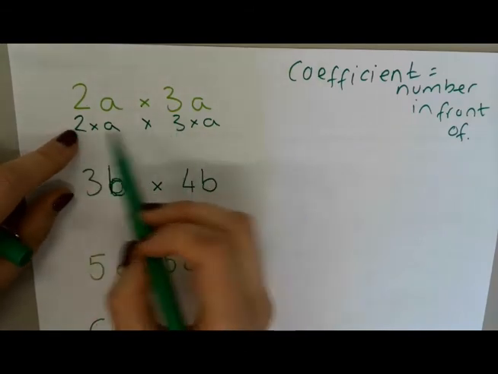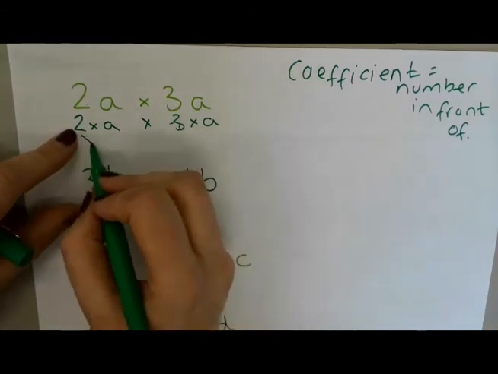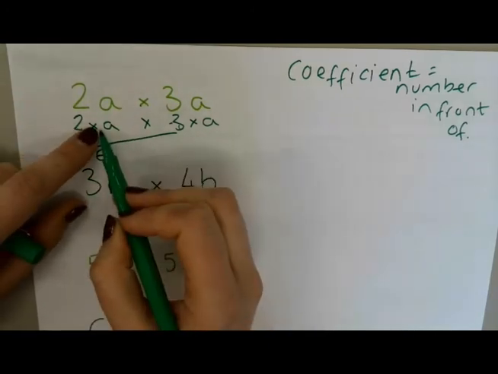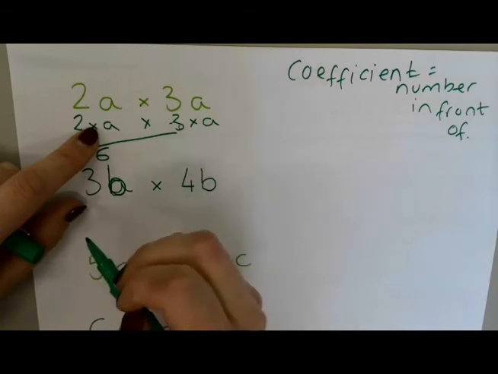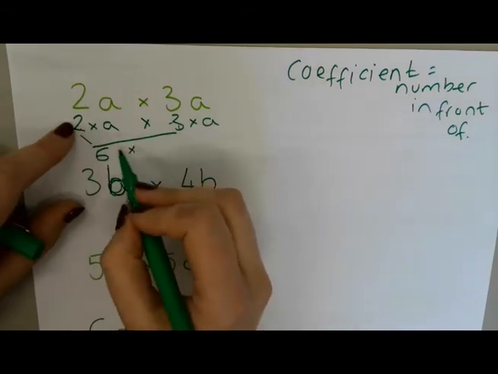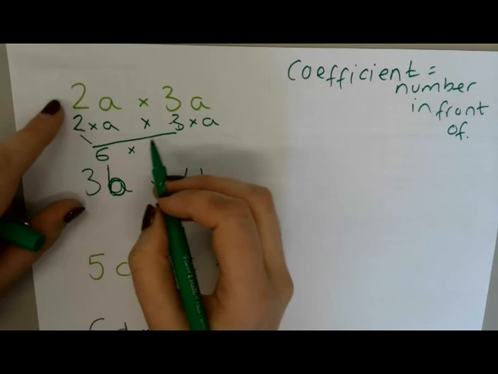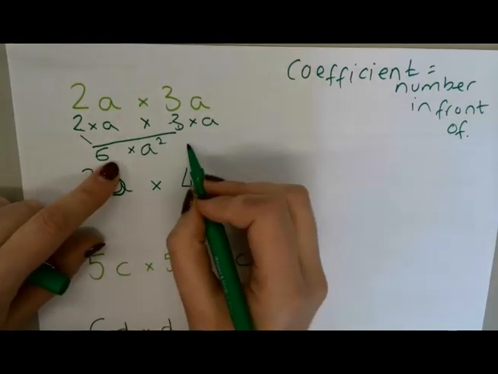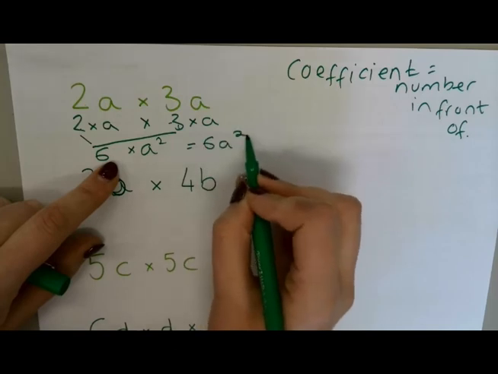Ideally, I would do 2 times 3 first, because I know that is 6. Okay, and then I'm left with a times a. So we've still got times in the middle there, and a times a is a squared. And then the neater way of writing 6 times a squared is 6a squared.